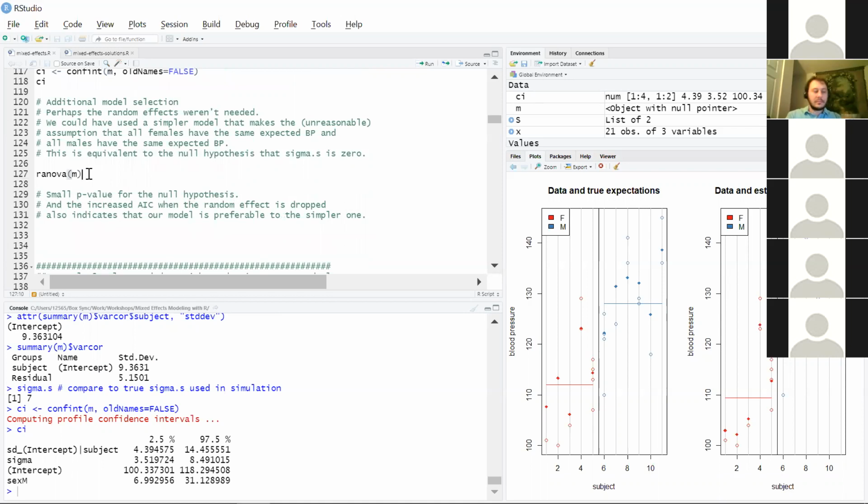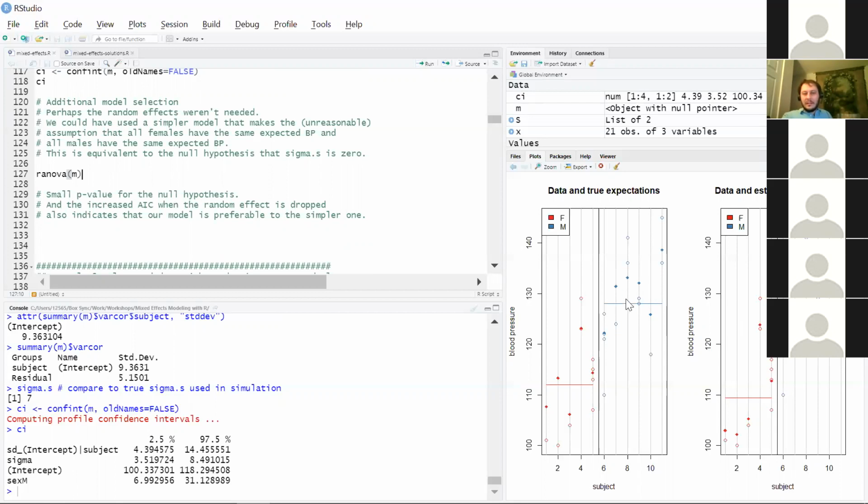Okay. Now, we've already tested maybe that one of the fixed effect coefficients is 0. You might also test whether or not one of these random effects is actually needed in the model. Now, what would it mean to drop out a random effect?